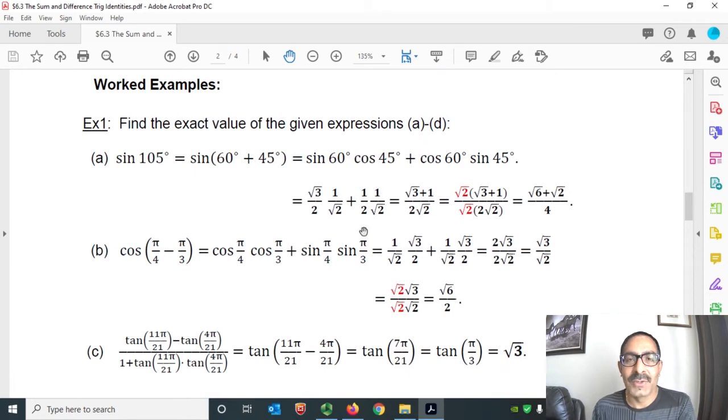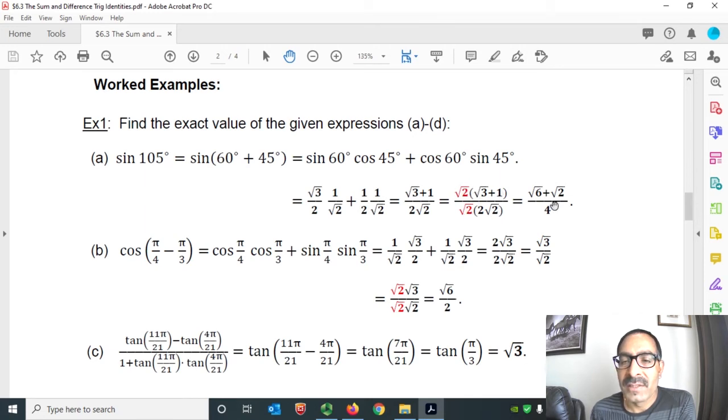I hope this makes sense to you all. Then in the next step, we'll combine these two fractions by taking the LCD. Here the LCD turns out to be 2 times radical 2. So 2 times radical 2, 2 times radical 2. Then we simply add the numerators: radical 3 plus 1. In the next step, to get rid of the radical in the denominator, let's multiply by radical 2 in the numerator as well as in the denominator.